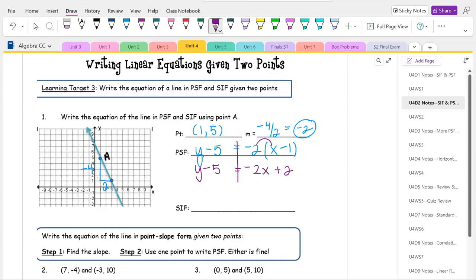Careful of your sign change here. -2 times -1 is +2. And then finally, we're just going to add the 5 over to move it away from the y. And we'll get y equals -2x plus 7. Notice this is m and 7 is b. And we can see, sure enough, by going backwards in our slope, that is where we hit the y-axis.